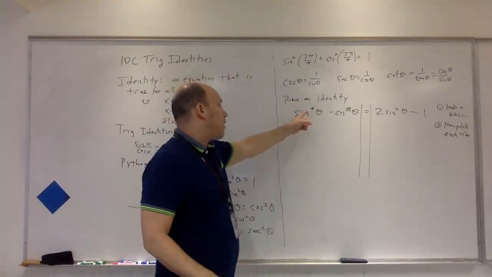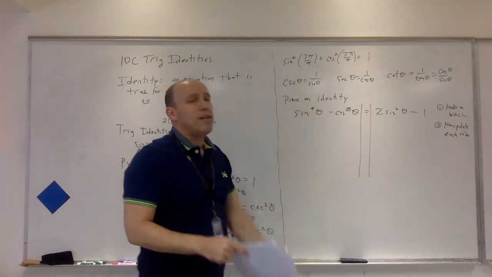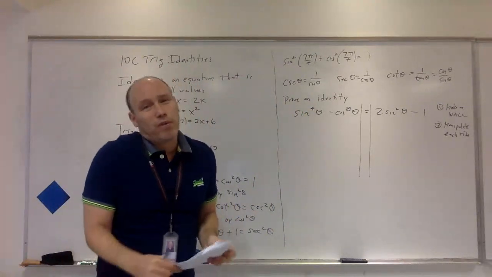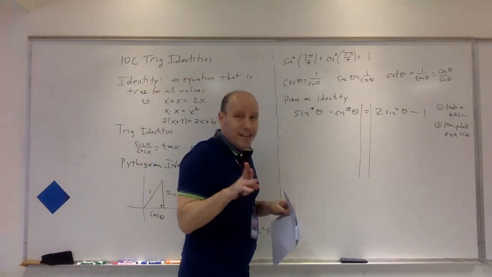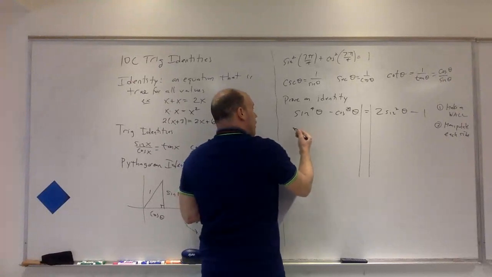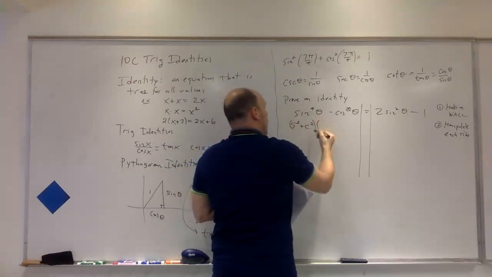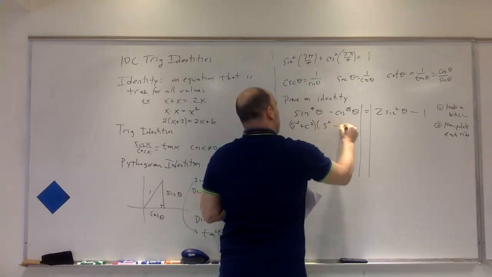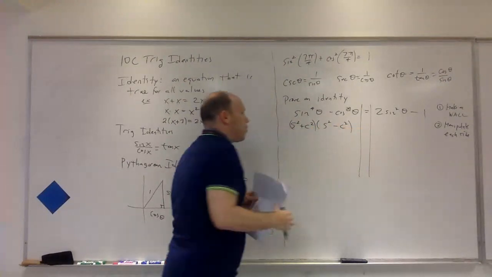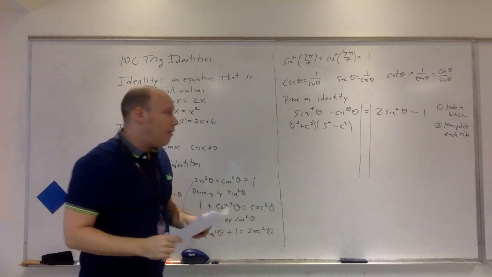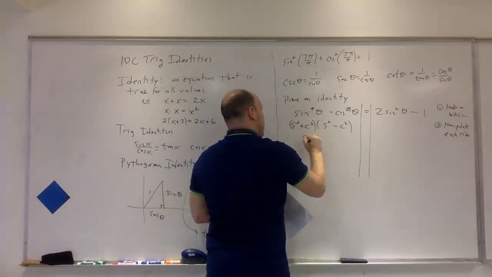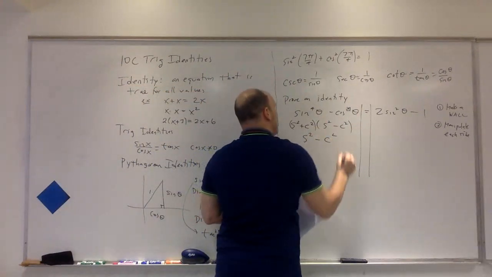I'm going to take care of the left side. I know sine to the 4th minus cosine to the 4th is a difference of 2 perfect squares. I'm going to get a little lazy here, forgive me. So I'm going to say sine squared plus cosine squared times sine squared minus cosine squared. I notice that the first factor is 1, so I have sine squared minus cosine squared.